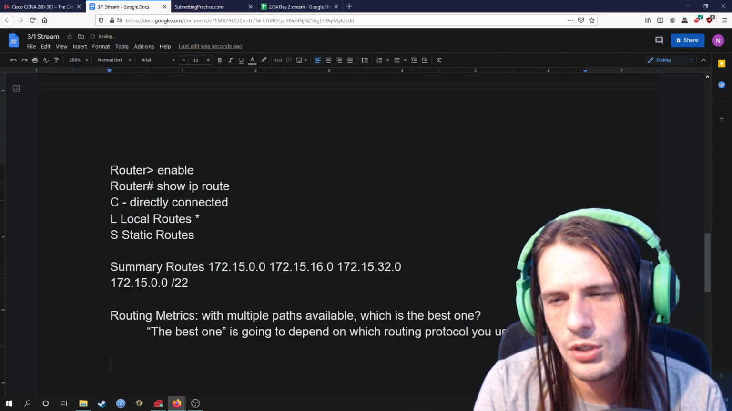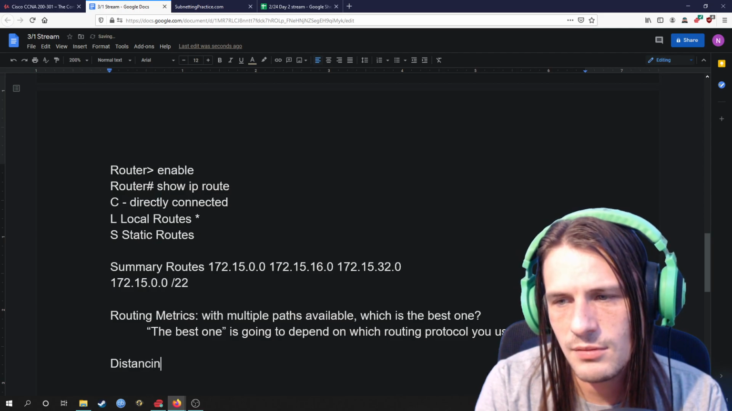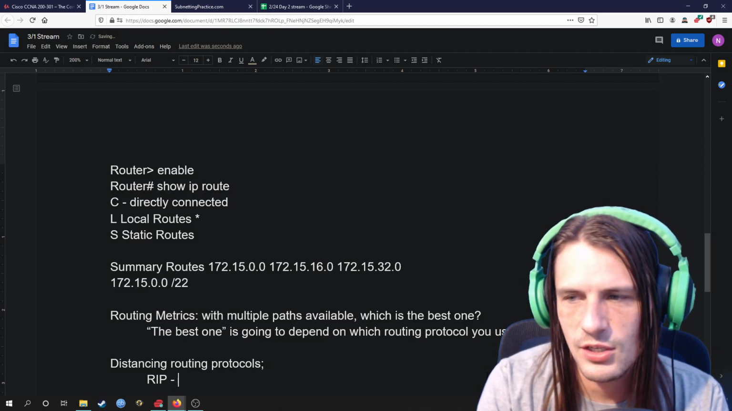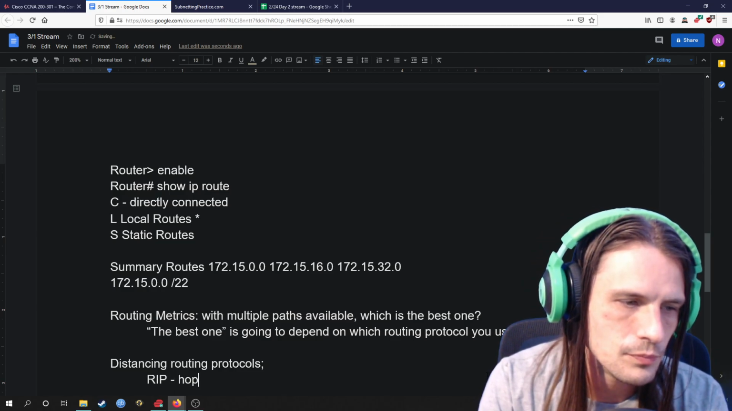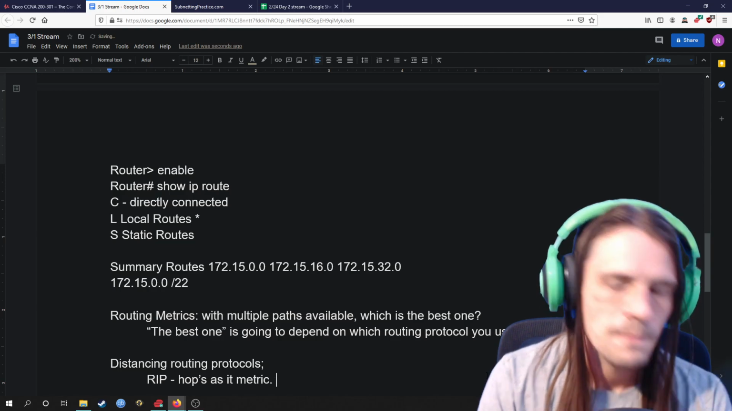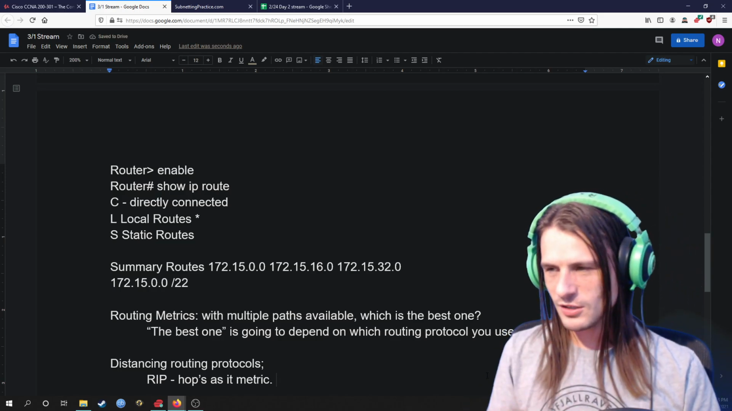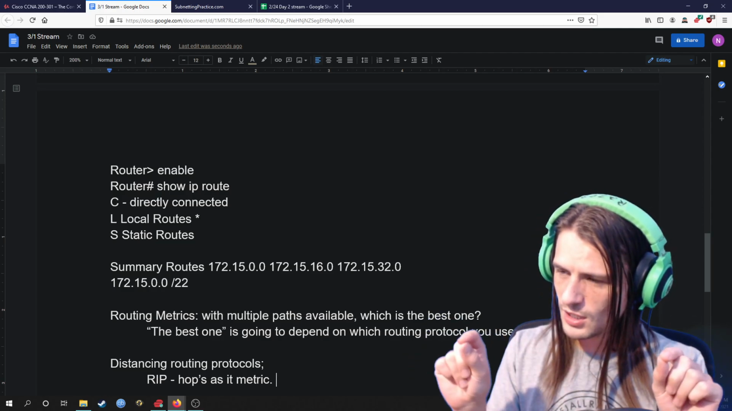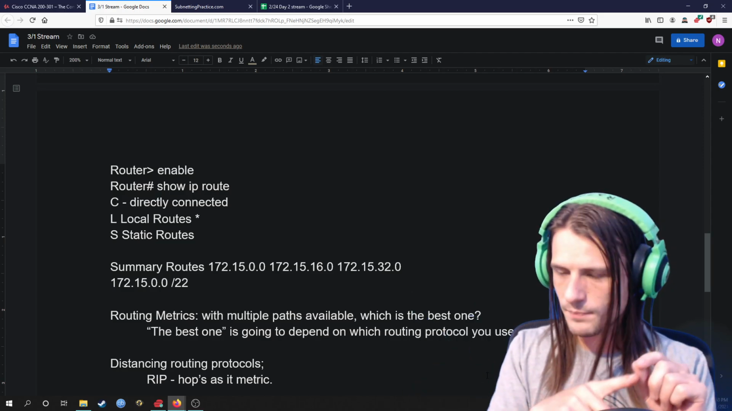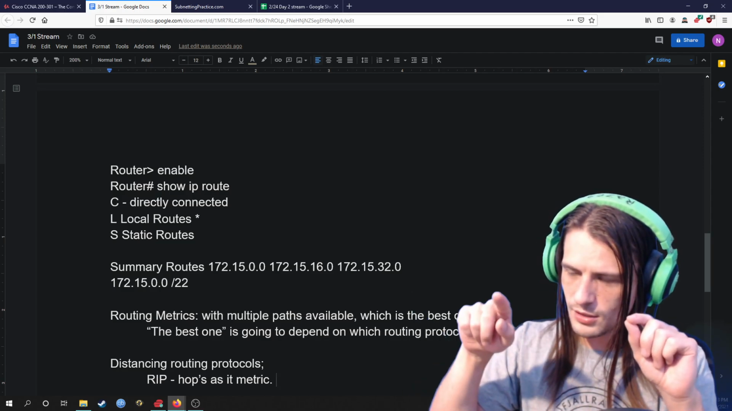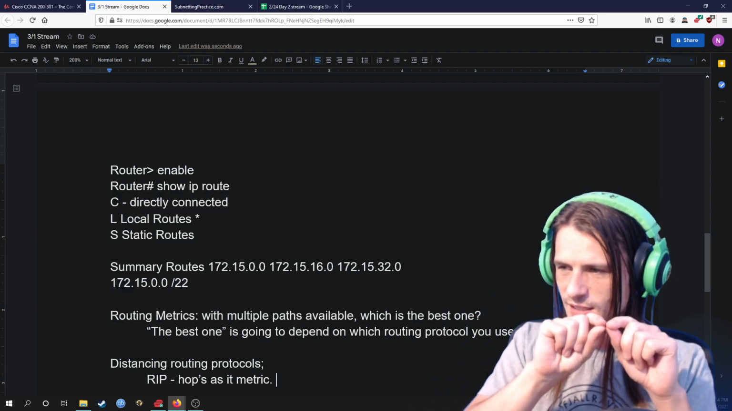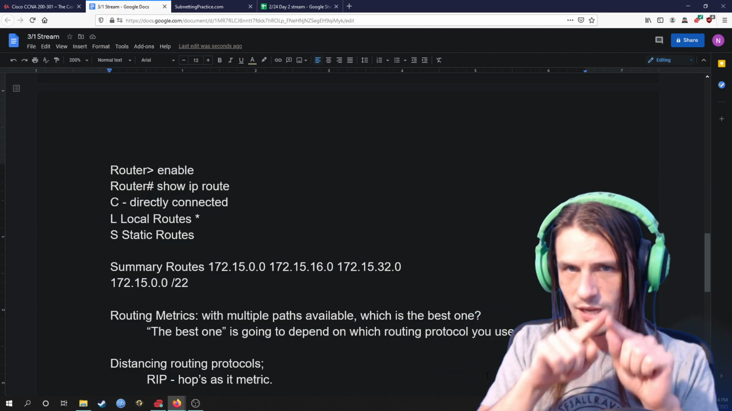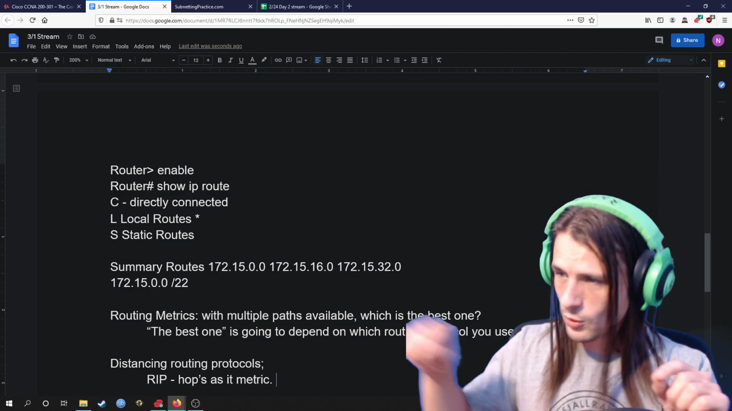So for distance routing protocols, like RIP is going to use hops as its metric. So that means regardless of how quick the line is, how much bandwidth is between the 2 connections, that's 1 hop. So one router to one router, that's 1 hop. No matter if this is 100 megabytes, 10 megabytes, 10 gigabytes, doesn't matter what the throughput is, it's 1 hop.